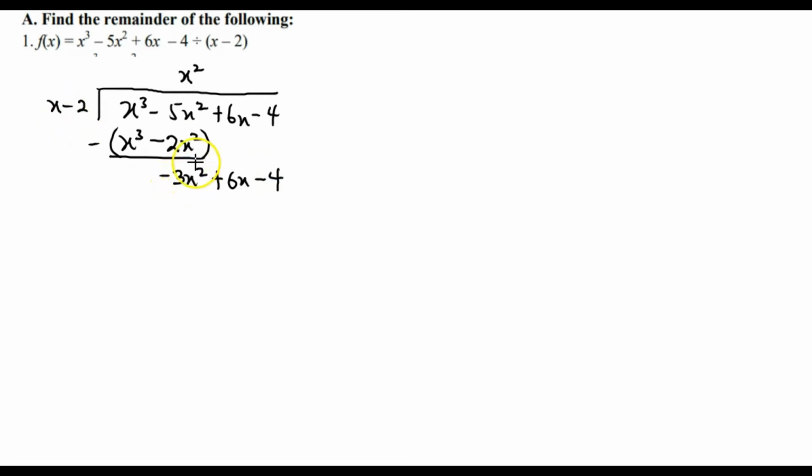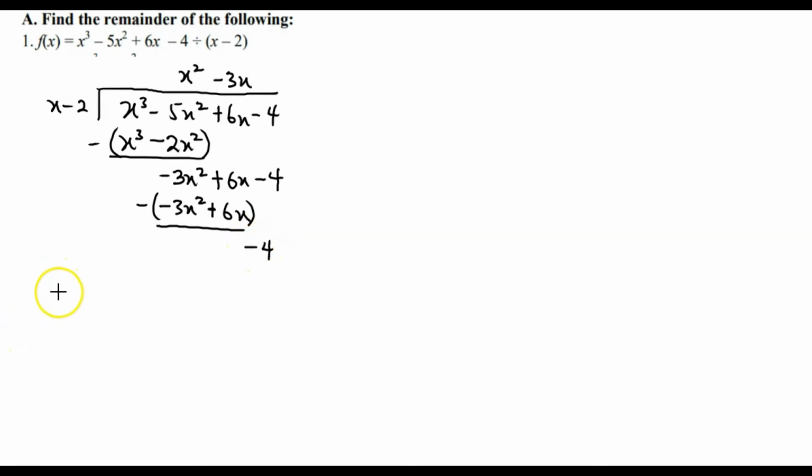x will go into negative 3x squared negative 3x times. Negative 3x times x will give us negative 3x squared. Negative 3x multiplying negative 2 will give us positive 6x. At this moment, we subtract between the two functions, and that will give us 0 for the first term because negative 3x squared minus negative 3x squared will give us 0. And then 6x minus 6x will also give us 0. So we are left with negative 4. Since x cannot go into negative 4, it means that our remainder is going to be negative 4.